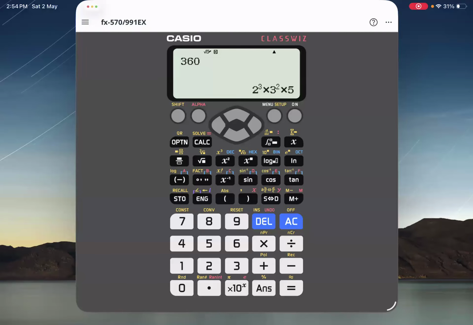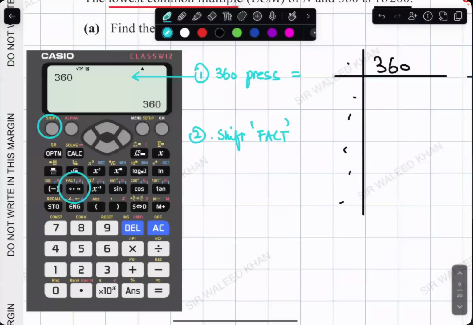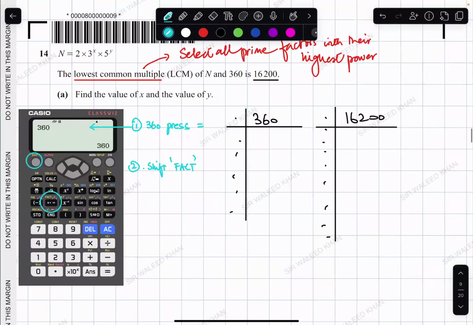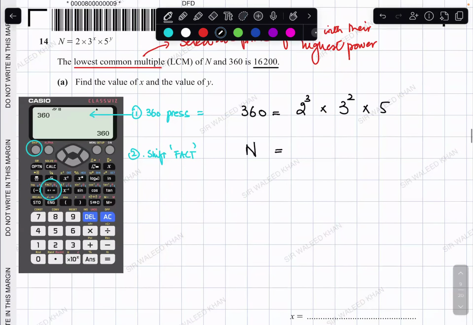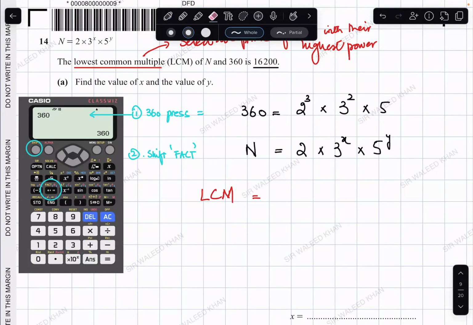Is that clear? So for 360, we have 2 power 3, 3 power 2, and 5. So we have limitations when we are dealing with paper 1. We can't use such things. But for paper 2, we have some help with the calculator. So rather than using the ladder method, I can directly say 360 is 2 cubed times 3 power 2 times 5. Yes, it was 5. Okay. Now, they're saying that n is 2 into 3 power x into 5 power 1. When these two numbers have an LCM of 16200. So 16200, again, I can use the same.